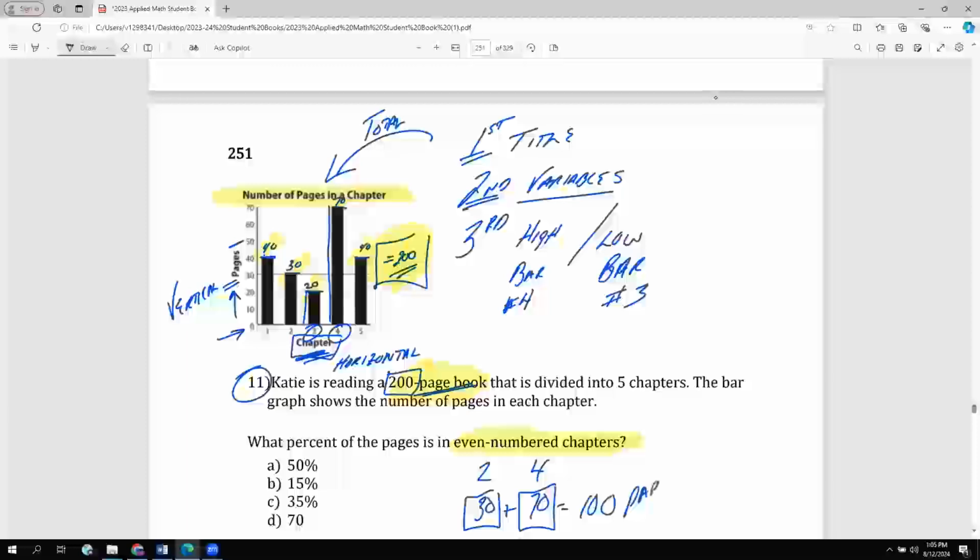So they want this as a percentage. In order to figure out this as a percentage, I have to divide. This is part divided by whole. So I would take my part, which is 100, and I'm going to divide it by the total, which is 200. If I divide those two things, I get the number 0.5. And then in order to change this into a percentage, I have to multiply it by 100 and then slap the percent symbol, which means this is now 50%.